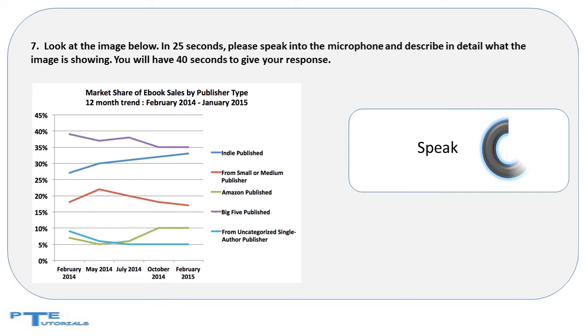The market share of indie publishers started at 27% in February 2014 and has gradually increased to a little less than 35%. Small and medium publishers have an average 20% market share. Amazon publishers' market share started at 6% and reached 10% in February 2015.